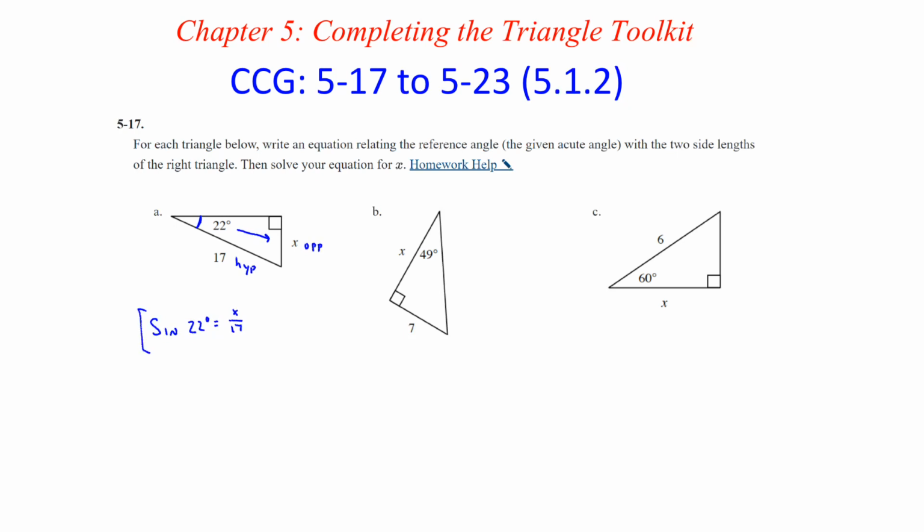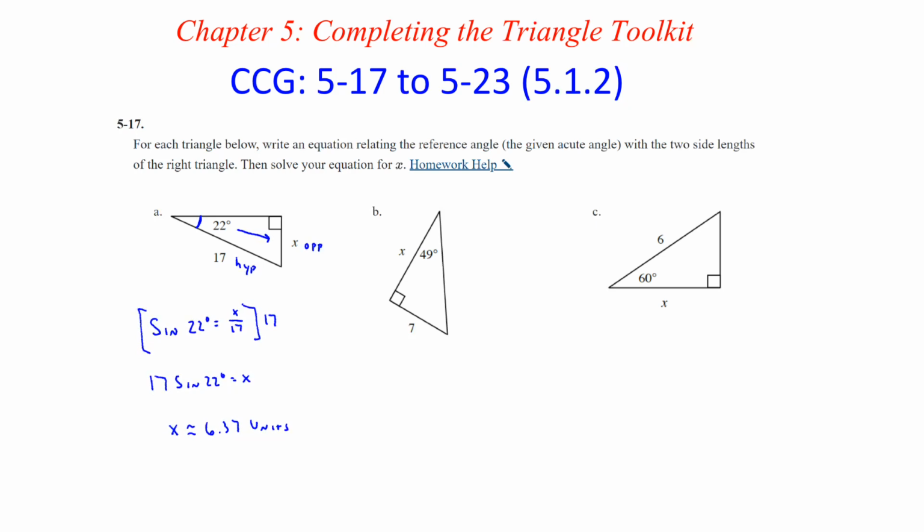So I will solve these equations for the exact value, and then I'll plug it into the calculator. So this would give me 17 times sine of 22 degrees is equal to x. And so when I plug that in the calculator, I get x as approximately 6.37. And it doesn't have any units, so we'll just say it is units.